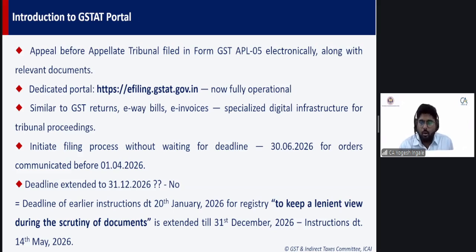Now, as pointed out by Dheeraj sir, the deadline for filing appeals for orders communicated before 1st April 2026 is 30th June 2026. 30th June 2026, and we are in the first week of June. I will let you know the reality. Simultaneously, we will have access to the portal also. Just a minute, I will share the screen.